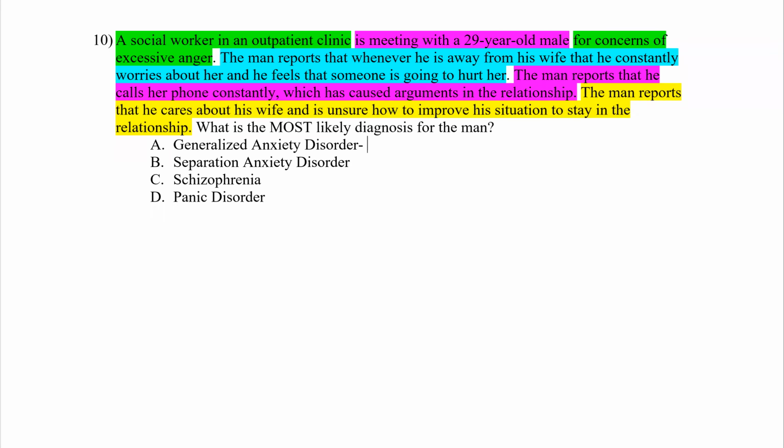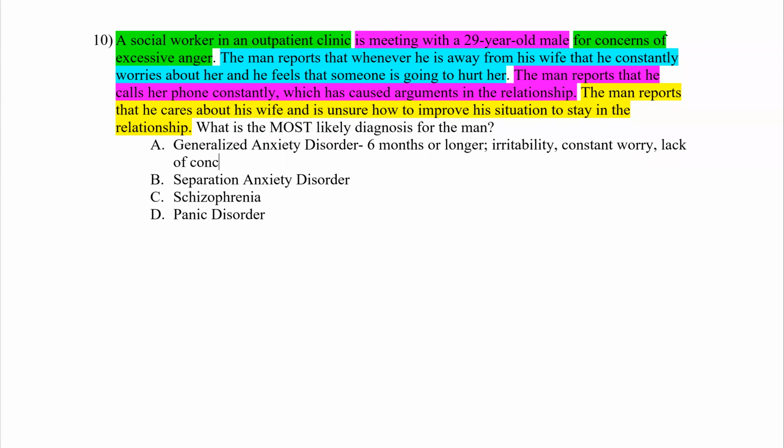So let's break down each diagnosis, compare back to the question to see what we're looking at in particular. A, generalized anxiety disorder is going to be 6 months or longer of symptoms. And we're going to be seeing irritability, constant worry, lack of concentration, muscle tension, fatigue, worrying about multiple things.